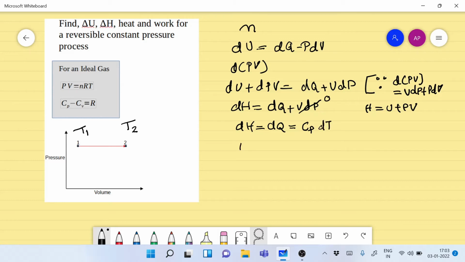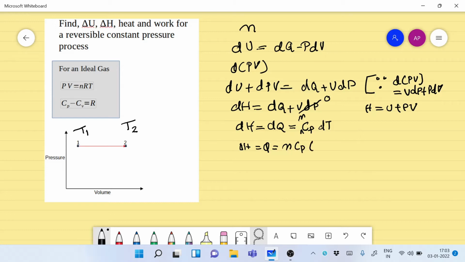Integrating, we get delta H is equal to Q is equal to, we must add N here, N Cp (T2 minus T1), or this can also be written as N Cp delta T. Therefore, we have now the equation for the heat and the change in enthalpy.